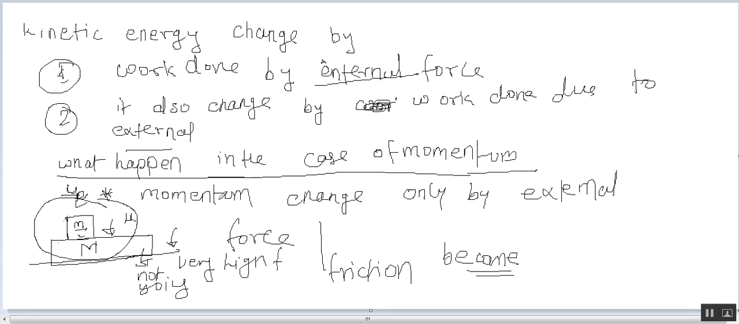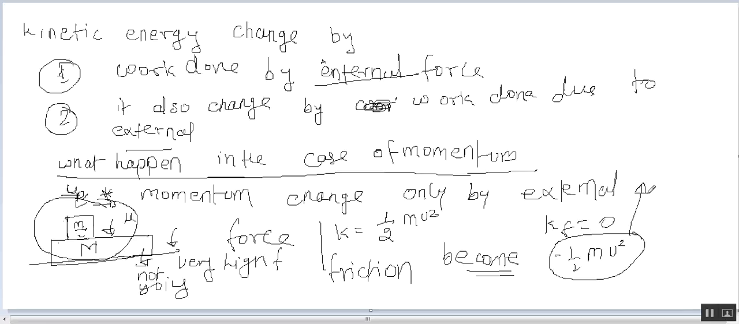After some time, let's suppose it will stop. So what is the change in energy? Initial kinetic energy is half mv square. After some time this block is going to stop, so the final kinetic energy Kf is equal to 0. The change in kinetic energy is minus half mv square. Here there is no external force, but kinetic energy has changed. So kinetic energy will change due to internal force as well as external force.